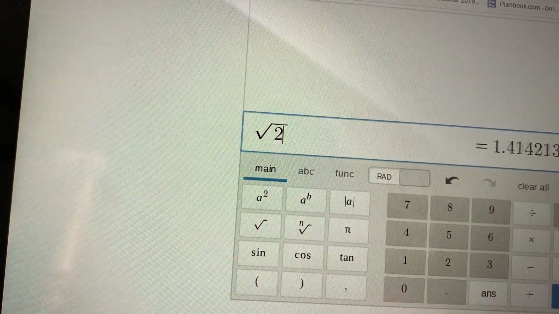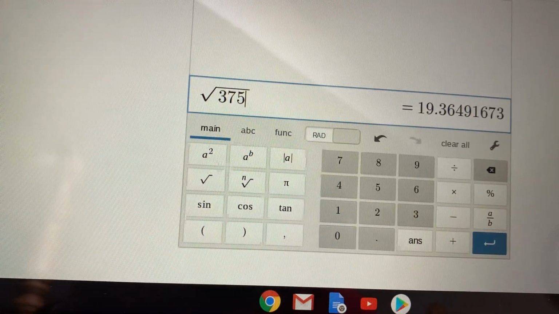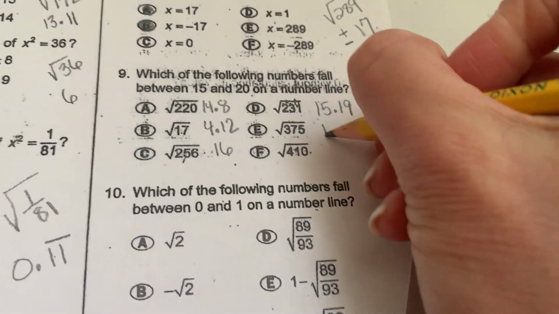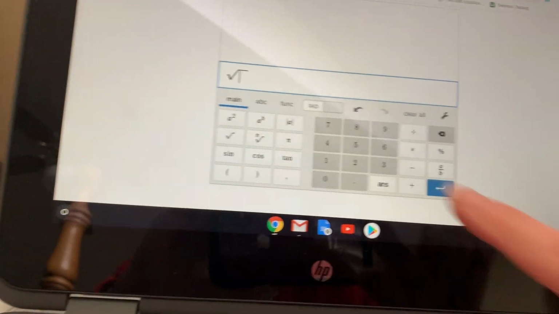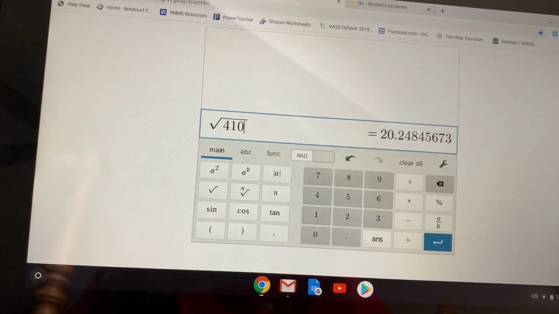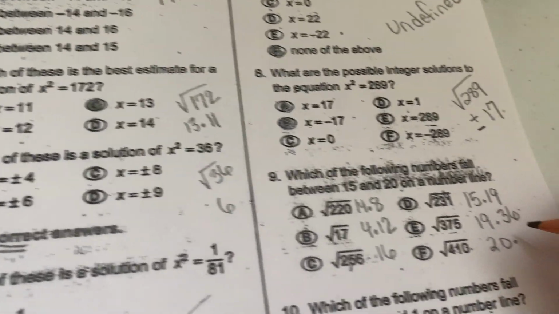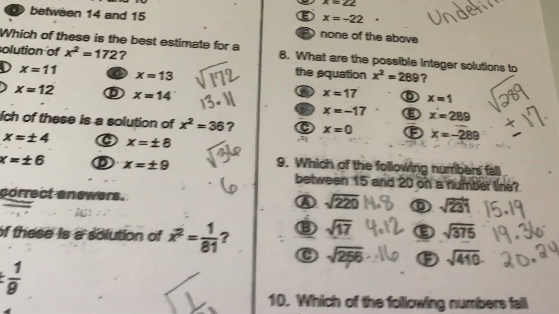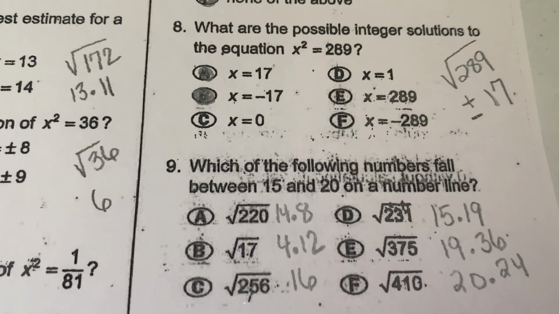Now we have the square root of 375. So we'll go back, square root of 375. We get 19.36. So add that down to our paper, 19.36. And the last one is the square root of 410. So let's put that in, square root of 410. We get 20.24. Okay, so our question says, which of the following numbers fall between 15 and 20?